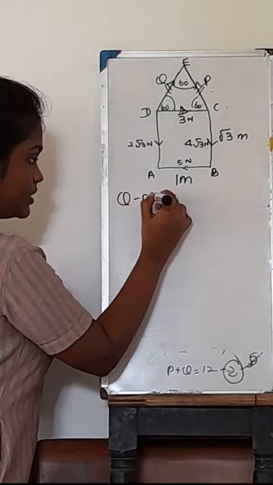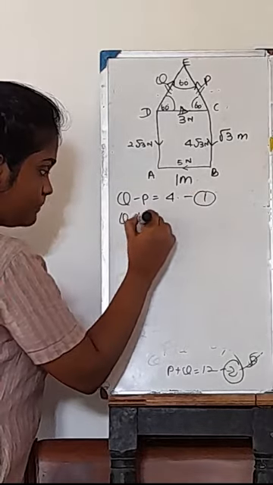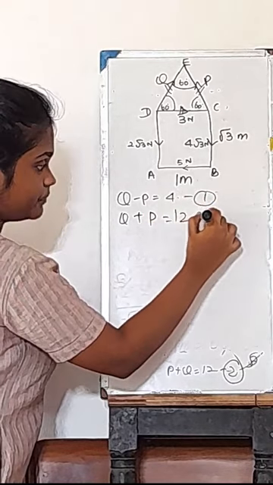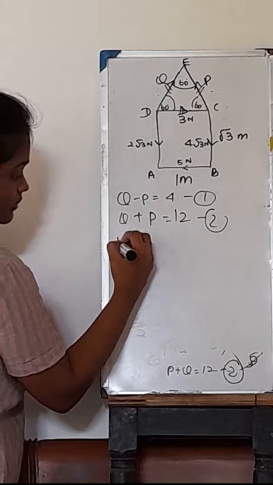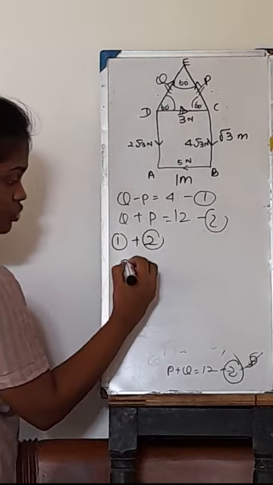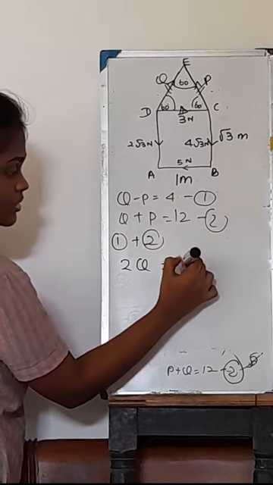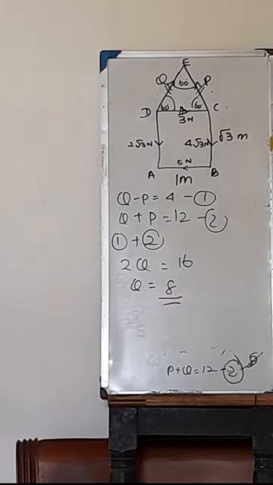Q minus P equals 4, first equation. Q plus P equals 12, second equation. So I can add these two. When I add these two, you know it's 2Q equals 16, Q equals 8. We have shown one value.